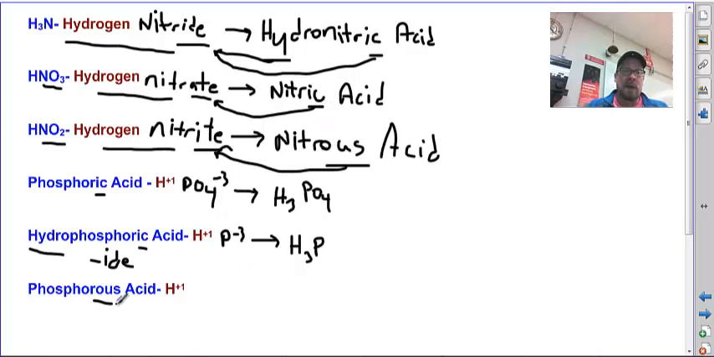Here's our last one. OUS means ITE. ITE means it's on my polyatomic chart. I go to my chart, I see something called phosphite, which is very similar to phosphate, but it's got 1 less oxygen. It's also a -3 charge. I do my charge flip-flop, and that is H3PO3.